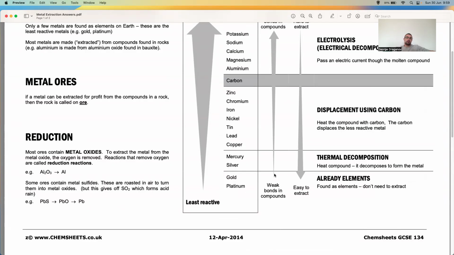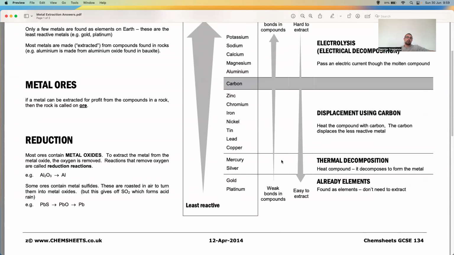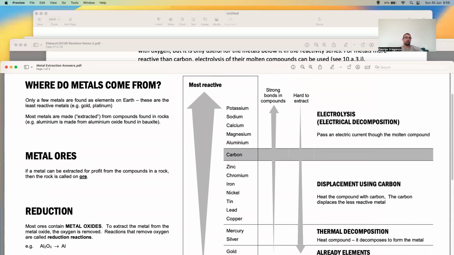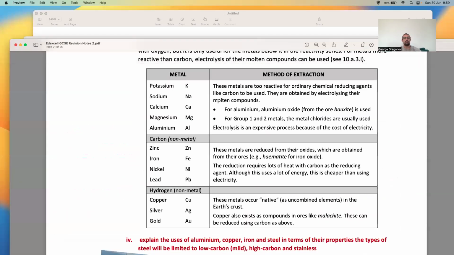So these that are extracted have weak bonds in the compounds. These have the strongest bonds and are the hardest to extract. So if you're above carbon, you need electricity to extract it, called electrolysis. It's a topic that we have done before. Aluminium primarily is the one that you have to know in detail for AQA. For the purpose of Edexcel, you just need to know that if you're more reactive than carbon, you have to use electrolysis to separate the metal from its ore.